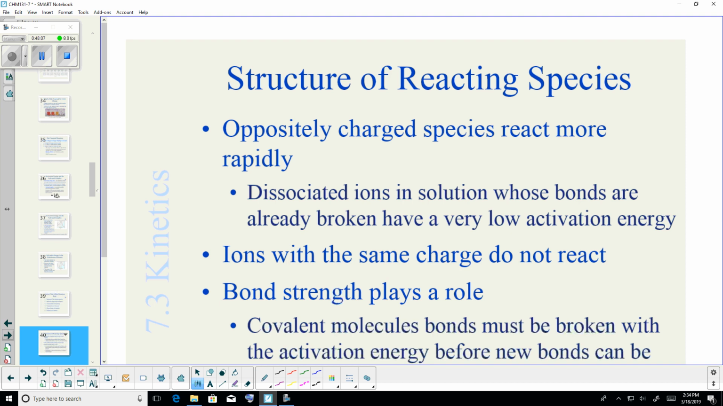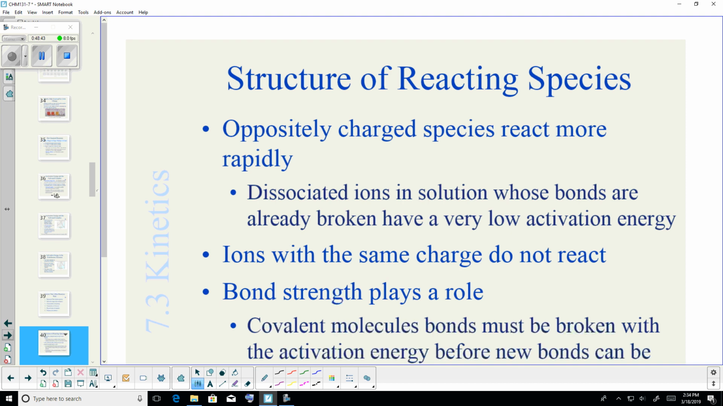To have a reaction, the molecules have to do what? Collide, right? If I just have neutral molecules, but if I have one that's positive and one negative, isn't it more likely to come together? So associated ions in solution whose bonds are already broken have very low activation energy. You don't have to drive them together. They're attracting each other to begin with. Ions with the same charge do not react because like charges repel.